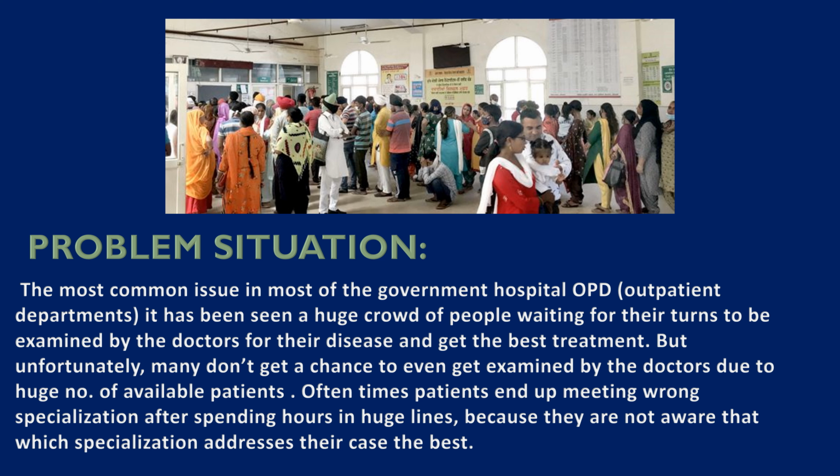The most common issue in most government hospital OPDs, outpatient departments, is that a huge crowd of people wait for their turns to be examined by the doctors for their disease and get the best treatment. But unfortunately, many don't get a chance to even be examined by the doctors due to the huge number of patients. Oftentimes, patients end up meeting the wrong specialization after spending hours in long lines because they are not aware which specialization addresses their case the best.